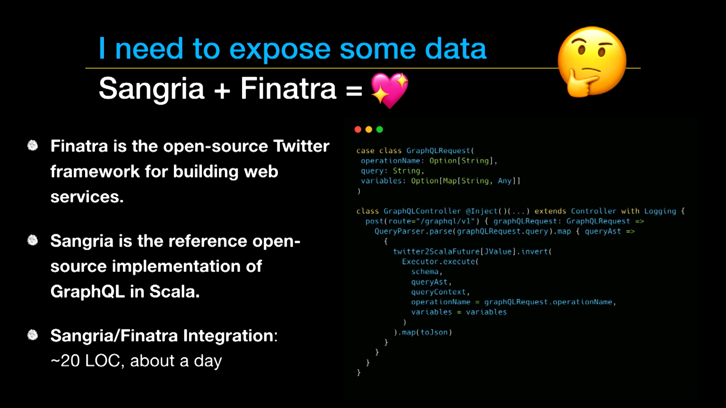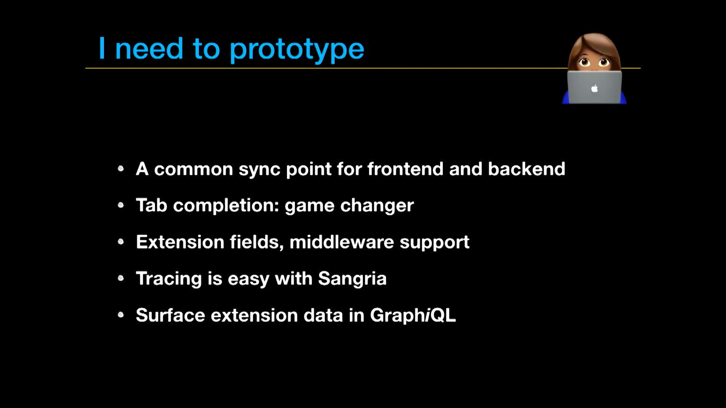There is no built-in integration between the two, but when we needed to do this at Twitter, it took about a day and about 20 lines of code to get that working. Finatra uses HTTP and Thrift out of the box, but you can actually get it to run on almost any protocol, and GraphQL itself is protocol agnostic, so whatever your use case might be, you can try out these two.